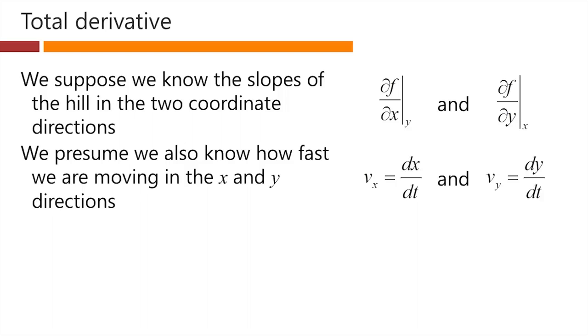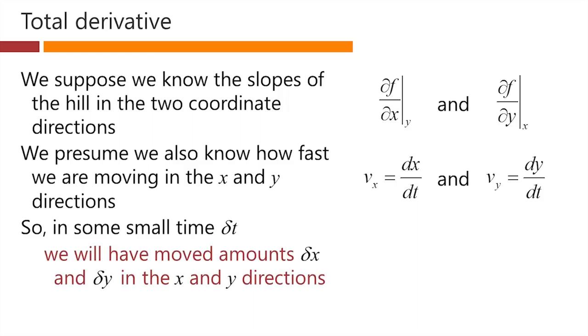We're just saying how fast are we going in the x direction? What's our velocity in the x direction? And similarly, what's our component of velocity in the y direction? That also is just a conventional, simple, ordinary derivative. So in some small amount of time, delta t, we will have moved amounts delta x and delta y in the x and y directions.